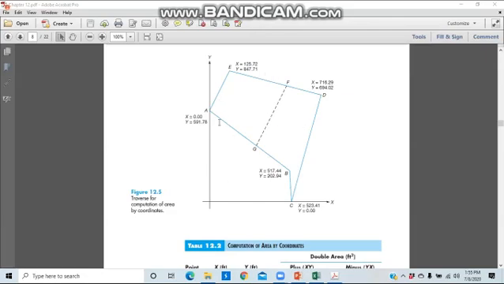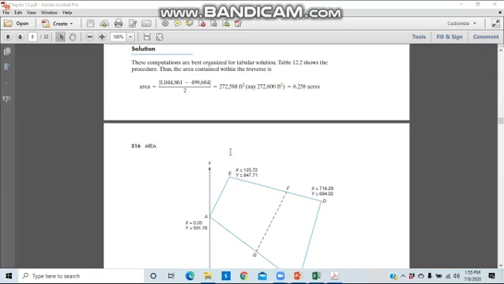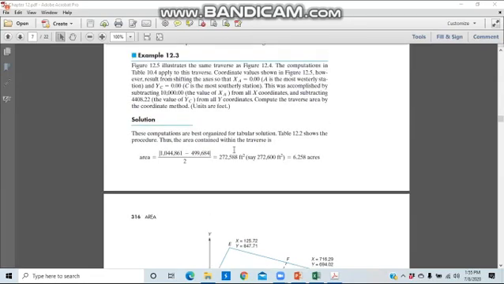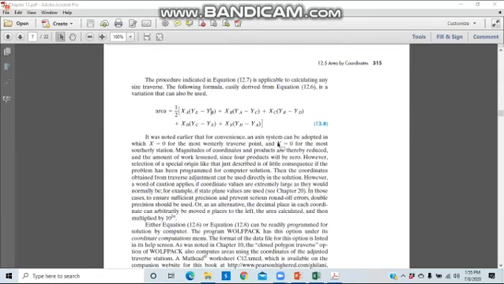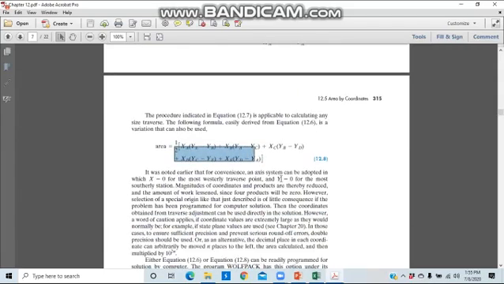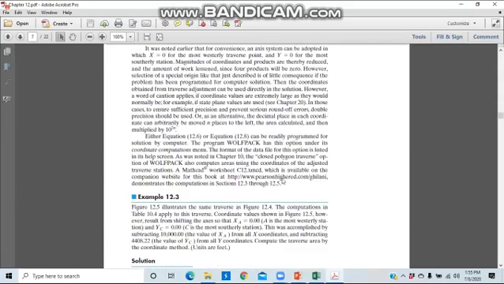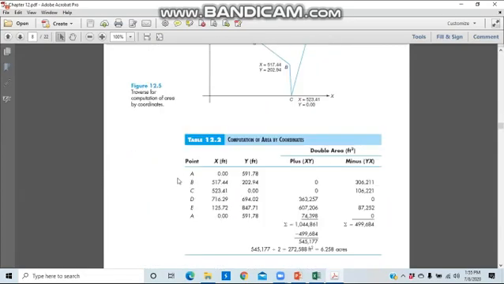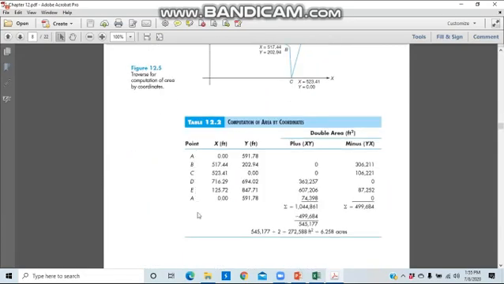All right. So we have coordinates of all these points on this figure. And if we use this formula, whatever we had here, either we follow this rule or we use this formula, we can calculate the area of this traverse, right? So let's see how they have done that. Point A, B, C, D, E, A.